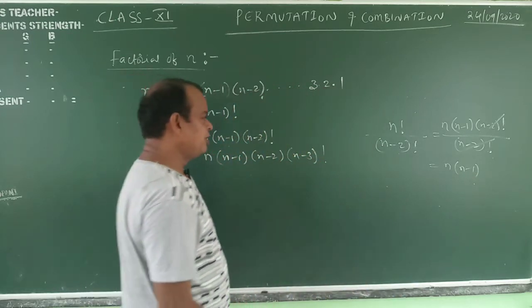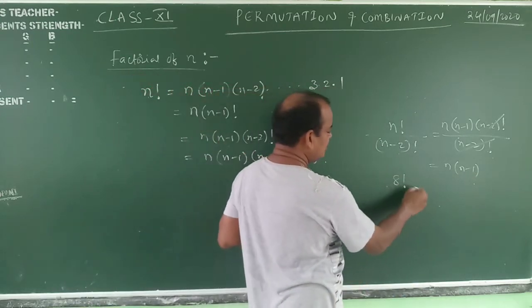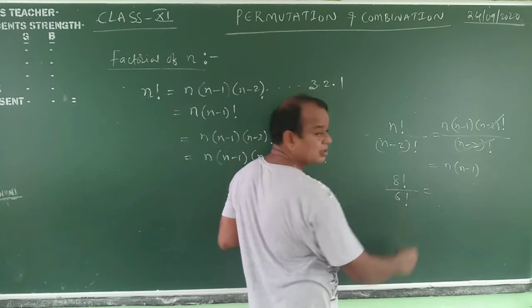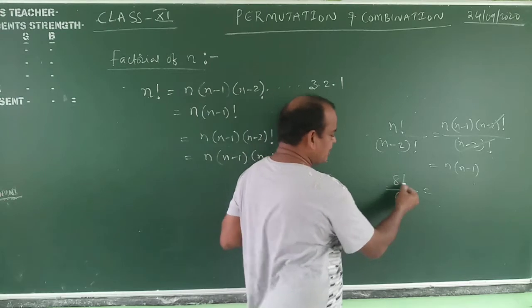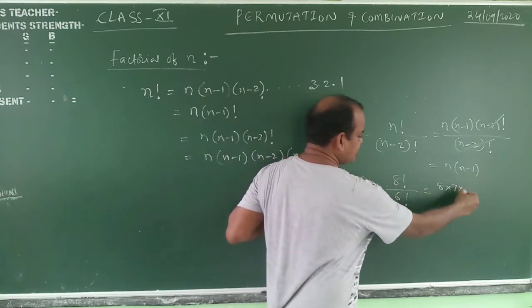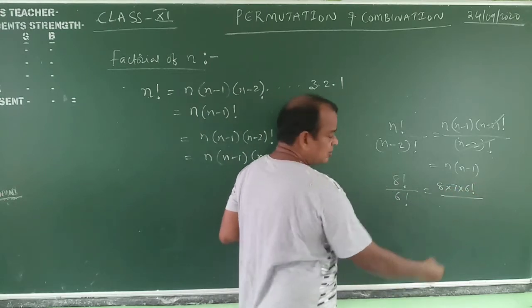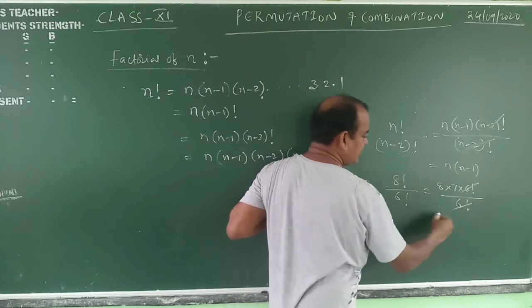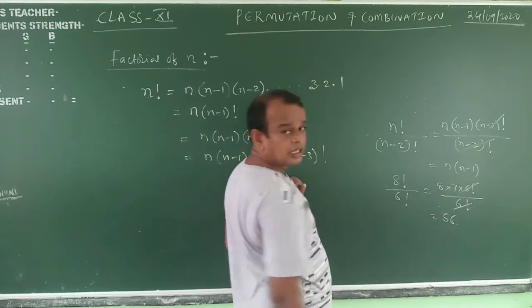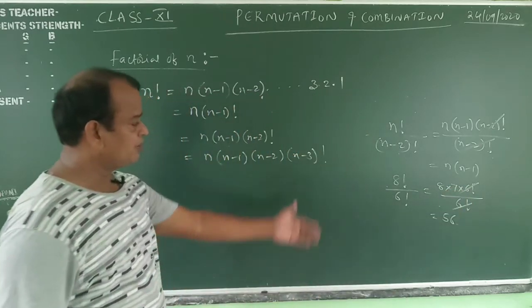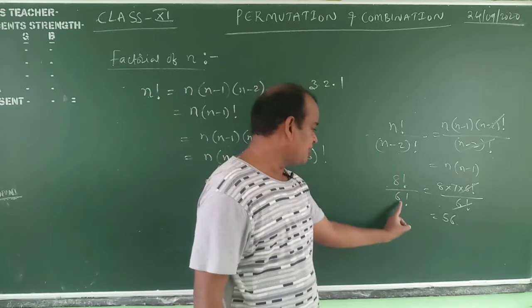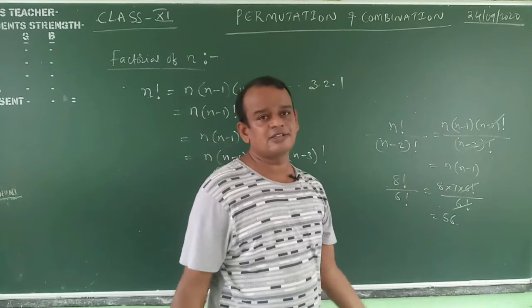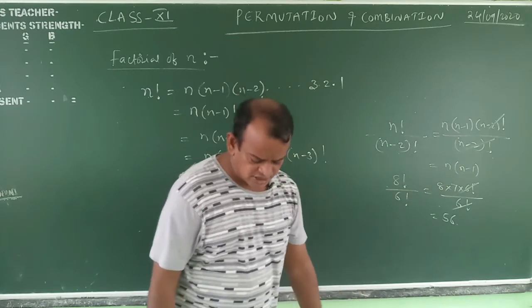Possibly in the examination, 8 factorial by 6 factorial, for suppose. How do we write 8 factorial? 8 into 7 into 6 factorial, right or wrong? Divided by 6 factorial. 8 sevens are 56. Remember these values. 8 factorial means the product from 8 to 1, but the denominator 6 factorial is there, so 6 factorial cancels.